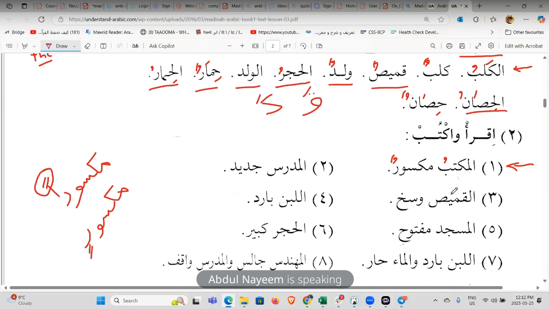Al-maktab is, maksurun is broken. So together, al-maktab is the desk. So the desk is broken. Next one.